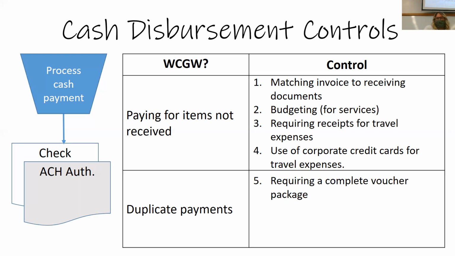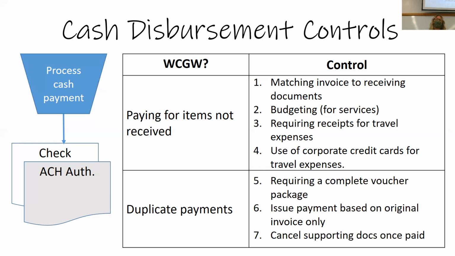And then, duplicate payments. Requiring a complete voucher package. What are the 3 items that go in the voucher package? Do you remember? This is my new favorite thing. You've got the PO. The invoice is the second one.